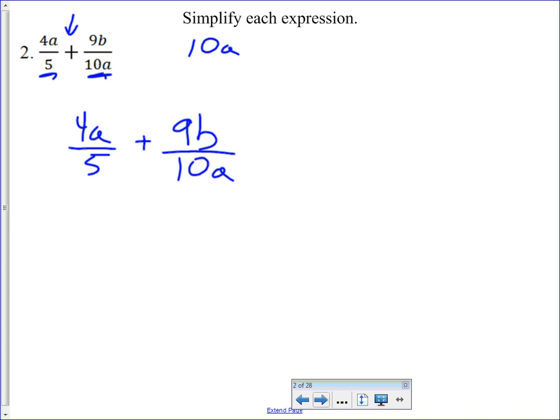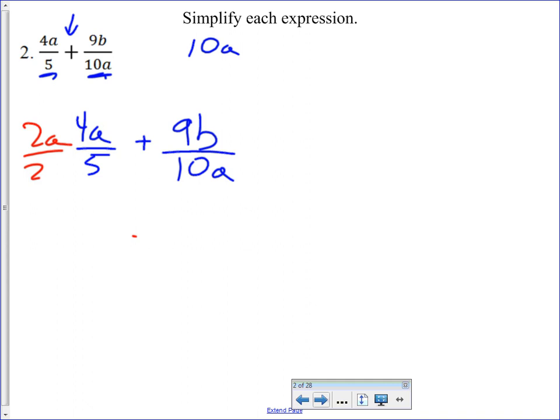In order to turn 5 into 10a, I'm going to have to multiply it by 2a. But I have to multiply the top and bottom by 2a so that I'm really multiplying it by 1 and not changing the value of the fraction. And I'll get 20a squared. I'm sorry, that should be 2a. I should do these a little slower so I don't make mistakes. I apologize, ladies and gentlemen.